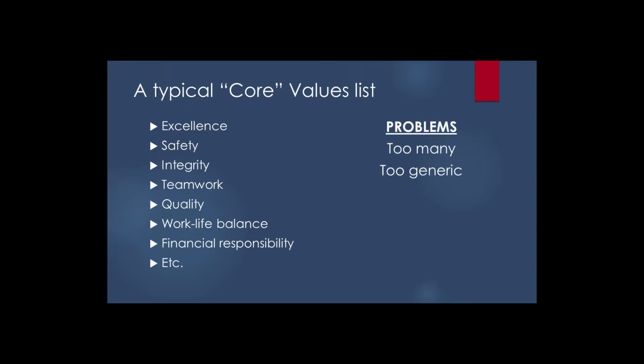The problem with lists like these is that there are simply too many values on your list, and they are too generic. The message that your people get is that none of these values are particularly important. But they are all important, you say. Yes, but you must differentiate between different types or categories of values in order to create and communicate them effectively. So what are those categories?